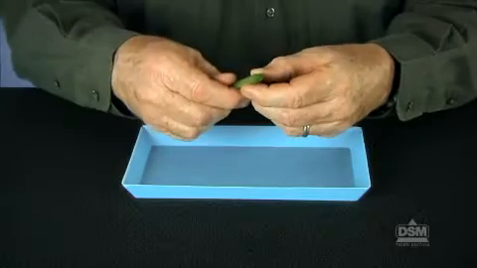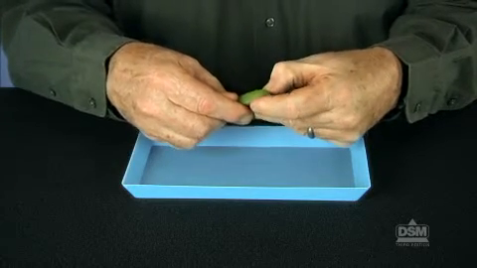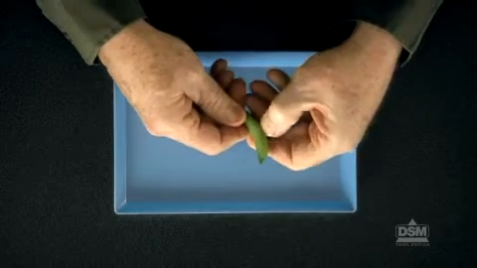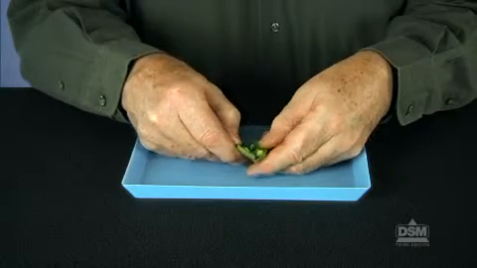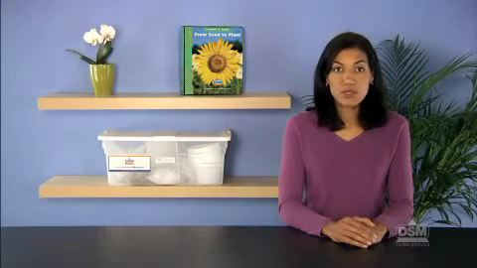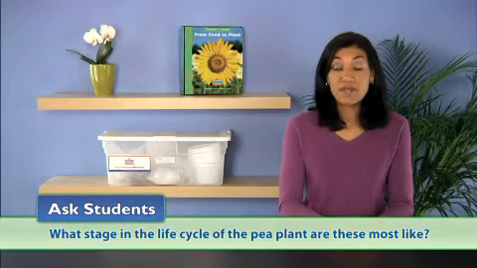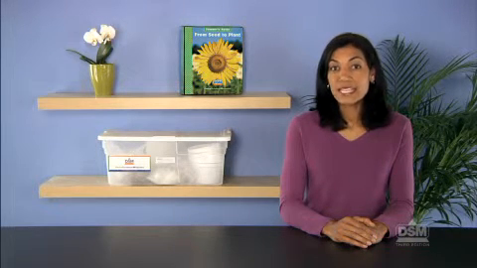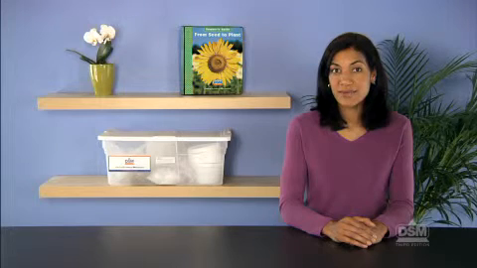Next, distribute a pea pod on a tray to each team of 2. Tell students to gently and carefully open the pea pods and see what is inside. Ask them to describe what they see. Then ask students what stage in the life cycle of the pea plant these are most like. Students should respond that they are most like the pea seeds students planted.